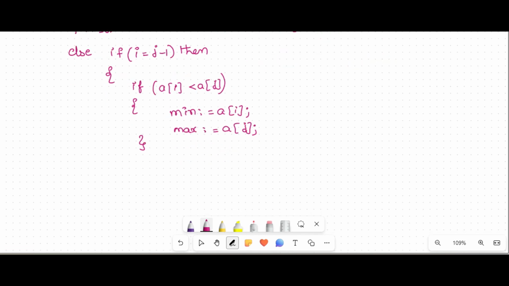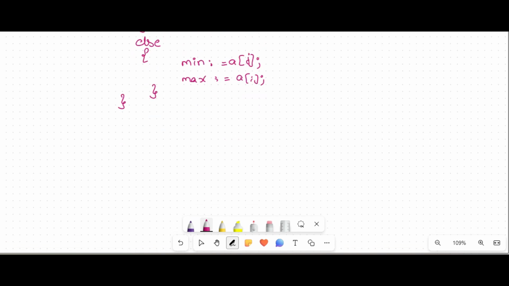Okay, if this condition is failed, then else, which one will become the minimum element? If this is failed, then minimum will become a of j: minimum equal to a of j, maximum equal to a of i. Close this else.